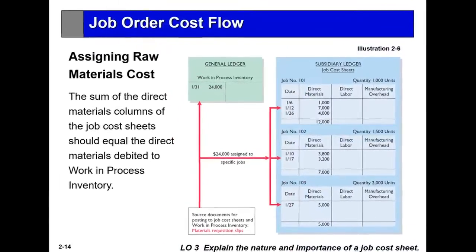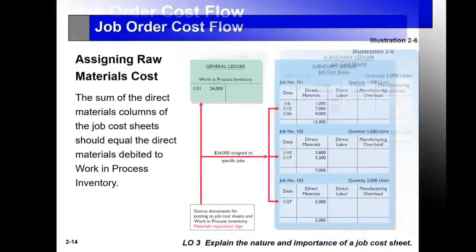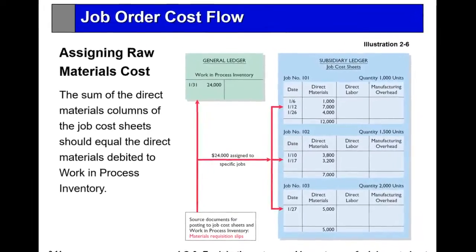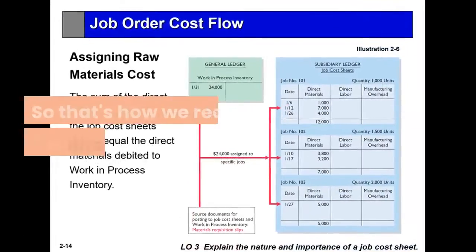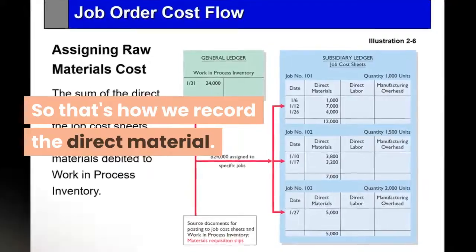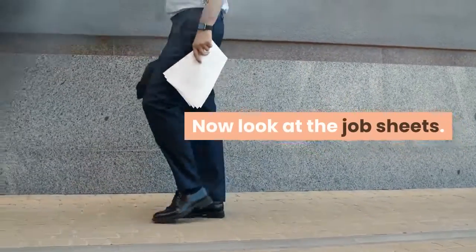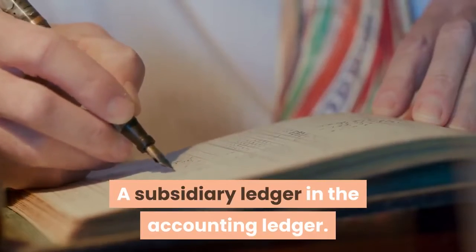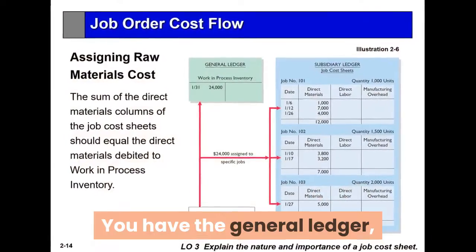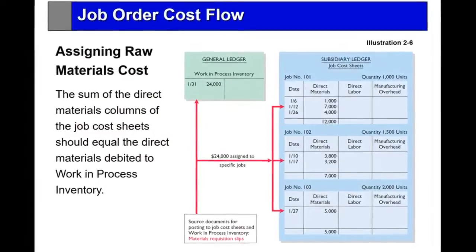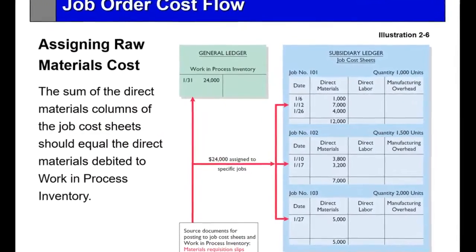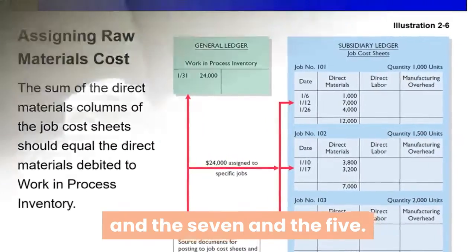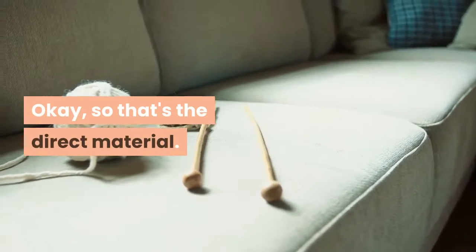There was some direct material on the 6th of the month, some on the 12th, some on the 26th, and so on. So that's how we record the direct material. Now look at the job sheets. They're going with the job there, a subsidiary ledger in the accounting ledger. In the general ledger you have the total of 24,000, broken down here between the 12, the 7 and the 5. Okay, so that's the direct material.